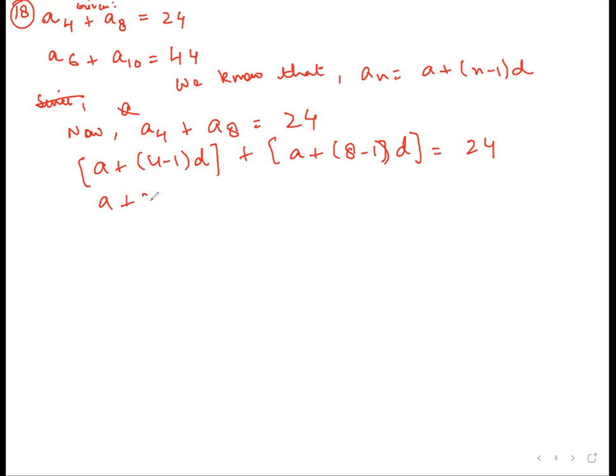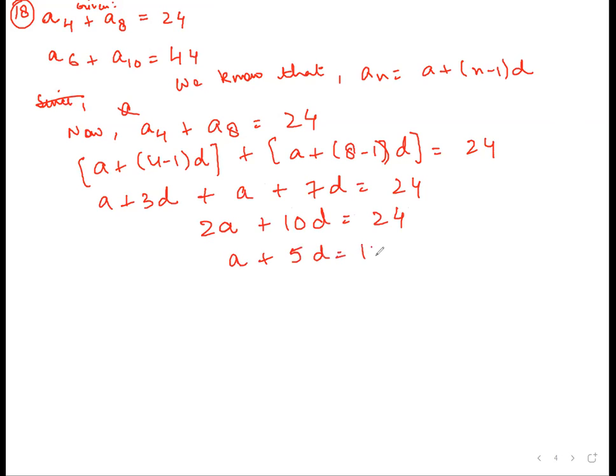So a plus 3d plus a plus 7d is equal to 24. So a plus a, that means 2a, and 10d is equal to 24, right? I can just take 2 common from both the sides. It will get cancelled out. So a plus 5d is equal to 12. I can do it just to make the numbers a bit smaller. That's it. Now make use of the second information.